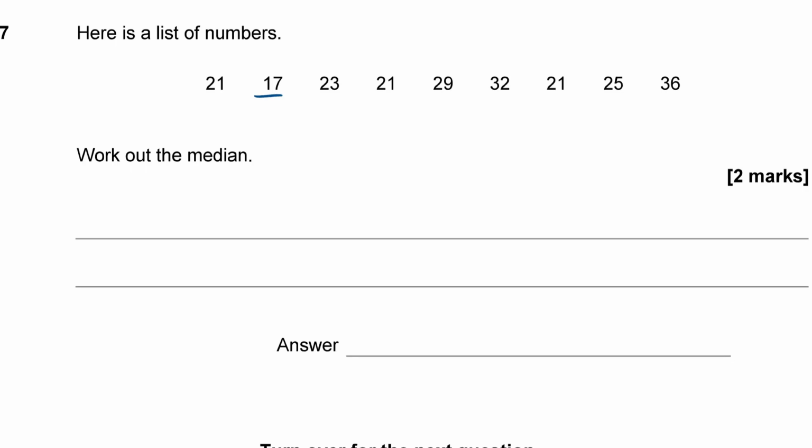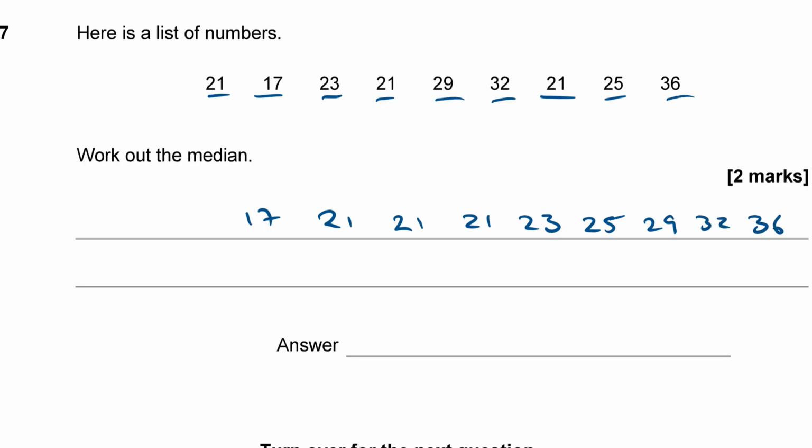So what have I got? I've got 17. Let's put that one down first. The numbers starting with 2. I've got 2 21s, 21, 21, oh, and another 21, 3 21s, a 23, a 25, what else have I got? I've got a 29, a 32, and a 36. Okay, just double check.